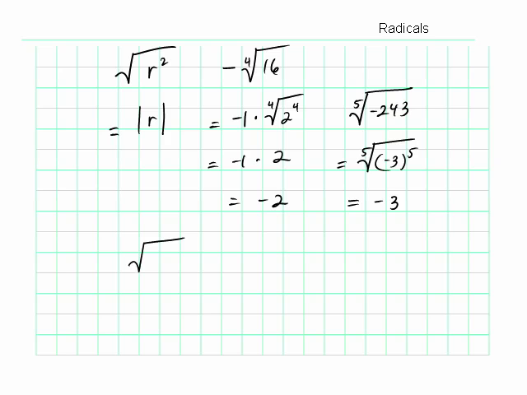The sixth root of negative p to the sixth power. Since the index is even, this is the absolute value of negative p, which is, you can leave it like that, or the absolute value of p. You don't know what p actually is. It could actually represent negative 5, so I have to keep the absolute values on it.